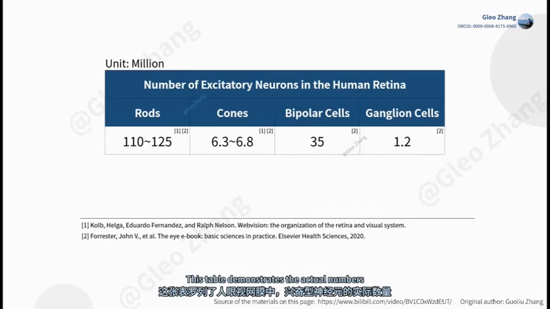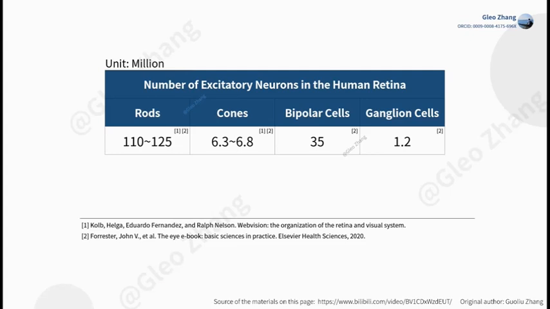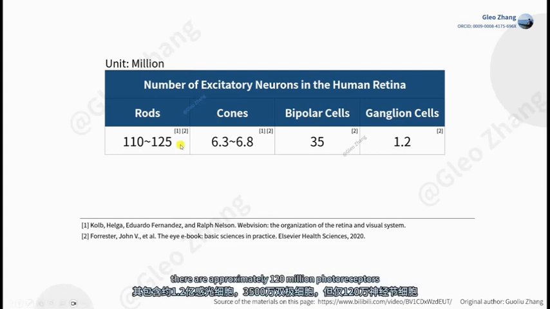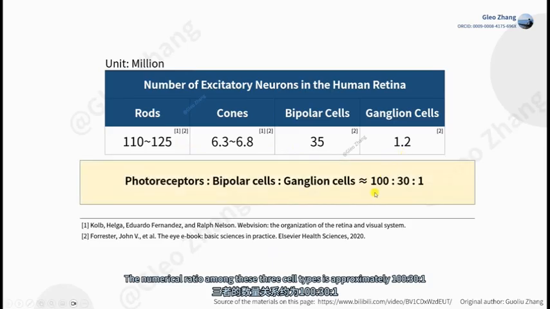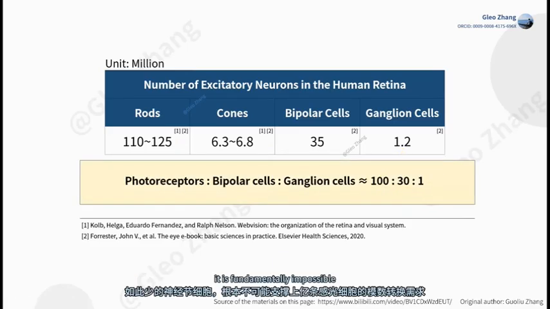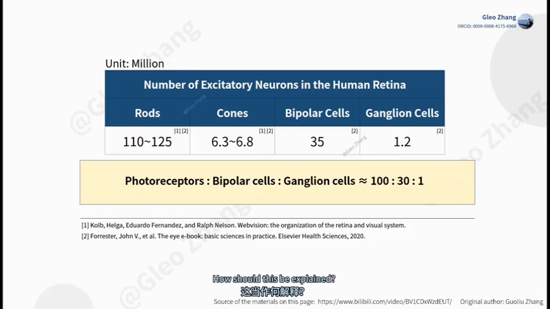This table demonstrates the actual numbers of excitatory neurons in the human retina. Specifically, there are approximately 120 million photoreceptors, 35 million bipolar cells, and only 1.2 million ganglion cells. The numerical ratio among these three cell types is approximately 100 to 30 to 1. With so few ganglion cells, it is fundamentally impossible to support the analog to digital conversion demands from hundreds of millions of photoreceptors. How should this be explained?